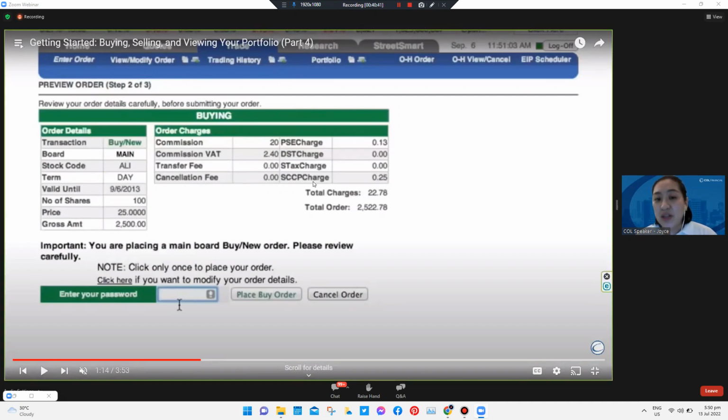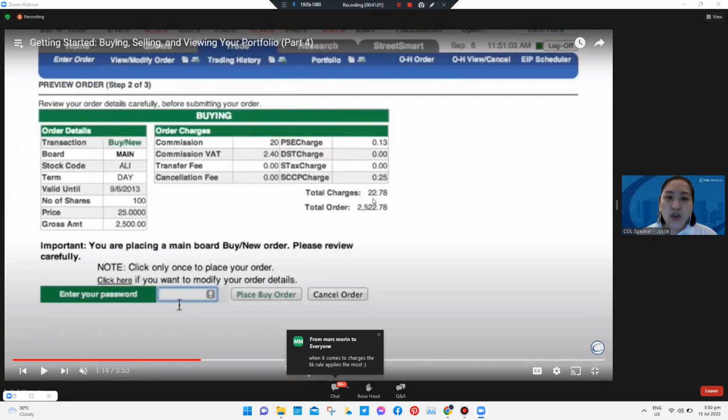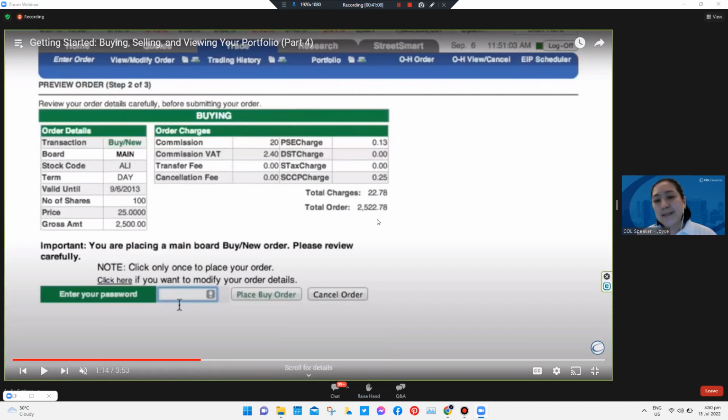This is for securities clearing. We give them a little fee as well. So there are 4 fees whenever you're buying. If you will be buying an amount around 2,500, the charge is about 22 pesos and 78 cents for that purchase. Again, if you're not able to purchase, the whole money goes back to you. There's no charge for that. But if you get to buy, then the charge is 22 pesos and 78 cents.